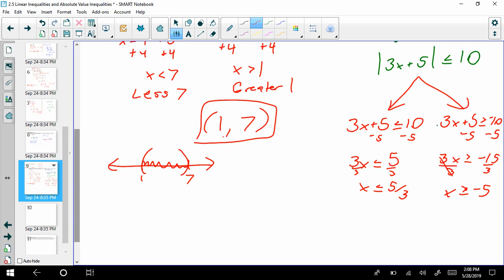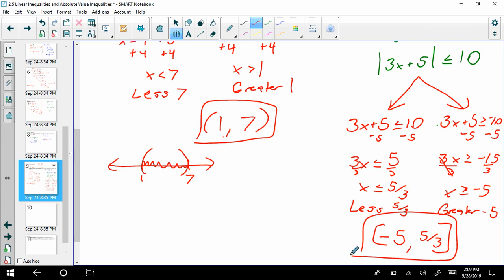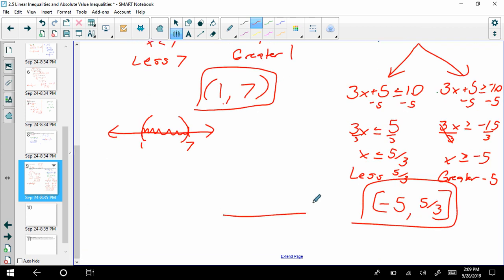So let's think about this one. What is this saying? I have to be less than 5/3, which is like 1 point something, and I have to be greater than negative 5. So think about what that would look like as an interval. So it's going to be negative 5 to 5/3. And now we have to decide parentheses, brackets, or some mixture. Well, since I have the equal to bars, I do want to include them. So I would be between negative 5 and 5/3.